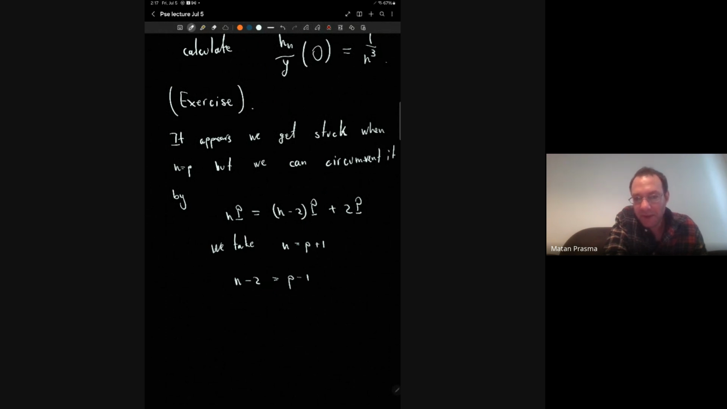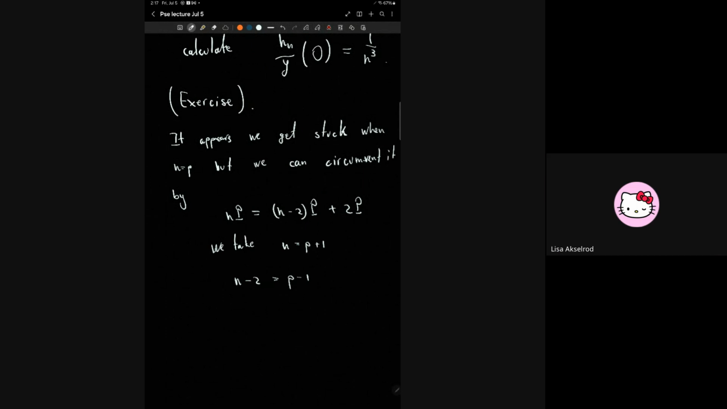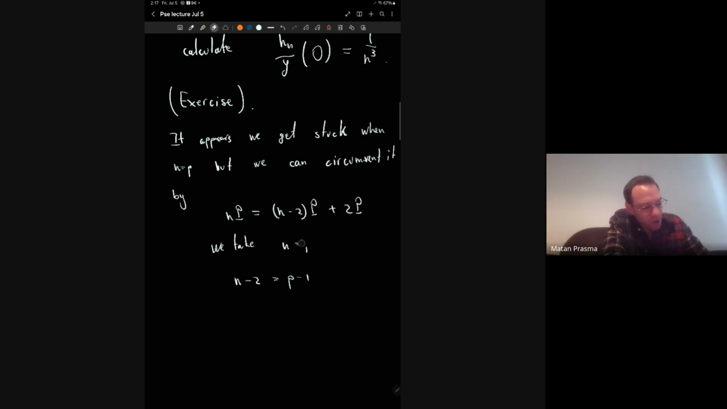Lisa, what do you think? I'm sorry, I don't understand the first part. I understand the first row, when you rewrite np as n minus 2p plus 2p. This is clear. Yeah, that is a very clear transformation.